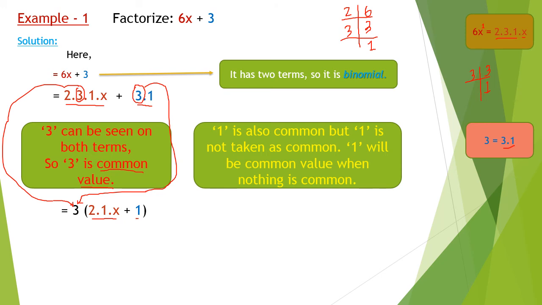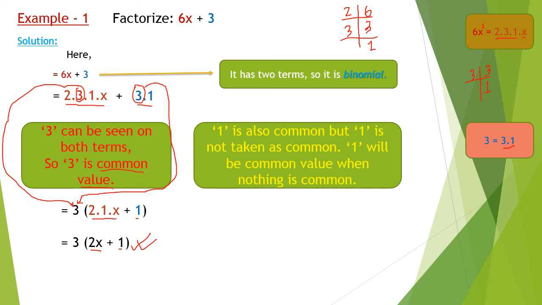So let's multiply. What will be the product of 2 dot 1 dot x? It will be 2x, and plus 1. So this is the factorization of monomial, isn't it? It's easy. It's very easy.